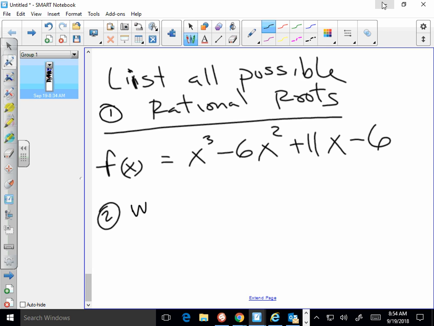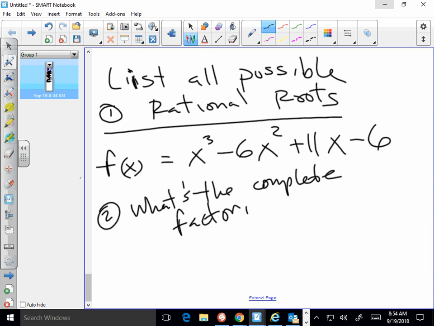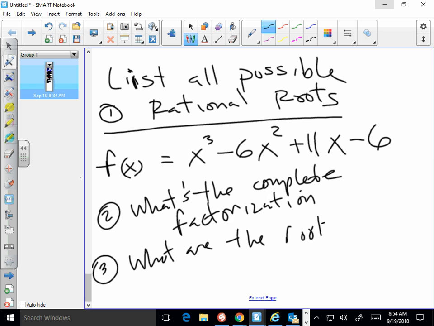Two, what's the complete factorization? And three, what are the roots? These are three different questions that people confuse on next week's quiz. Right now, this is the answer to the first question.